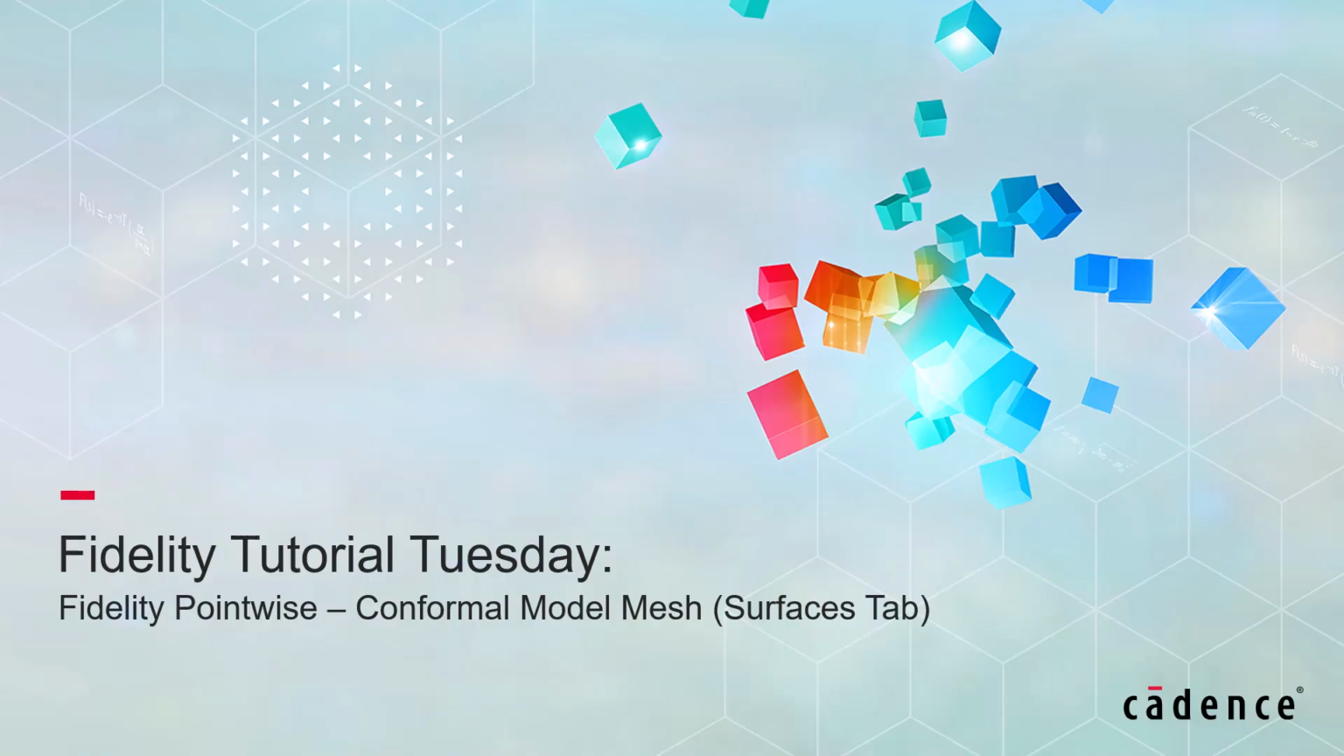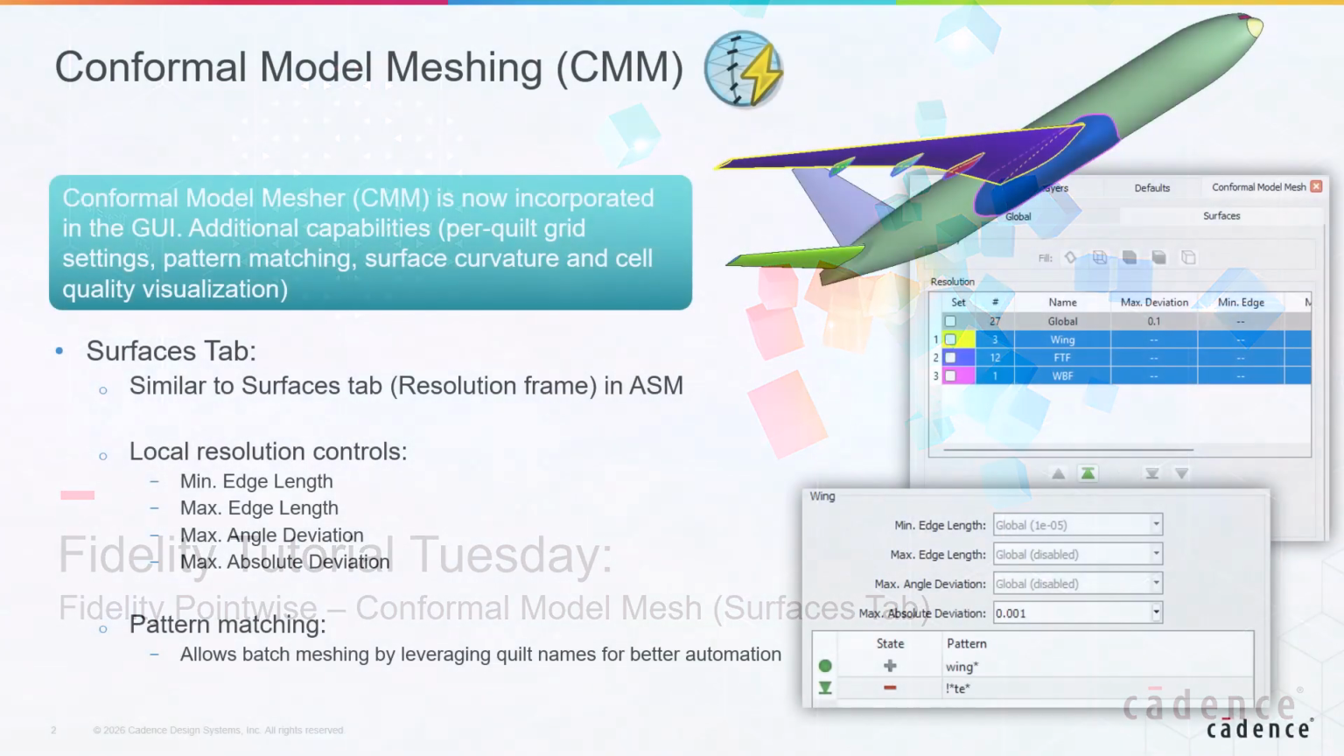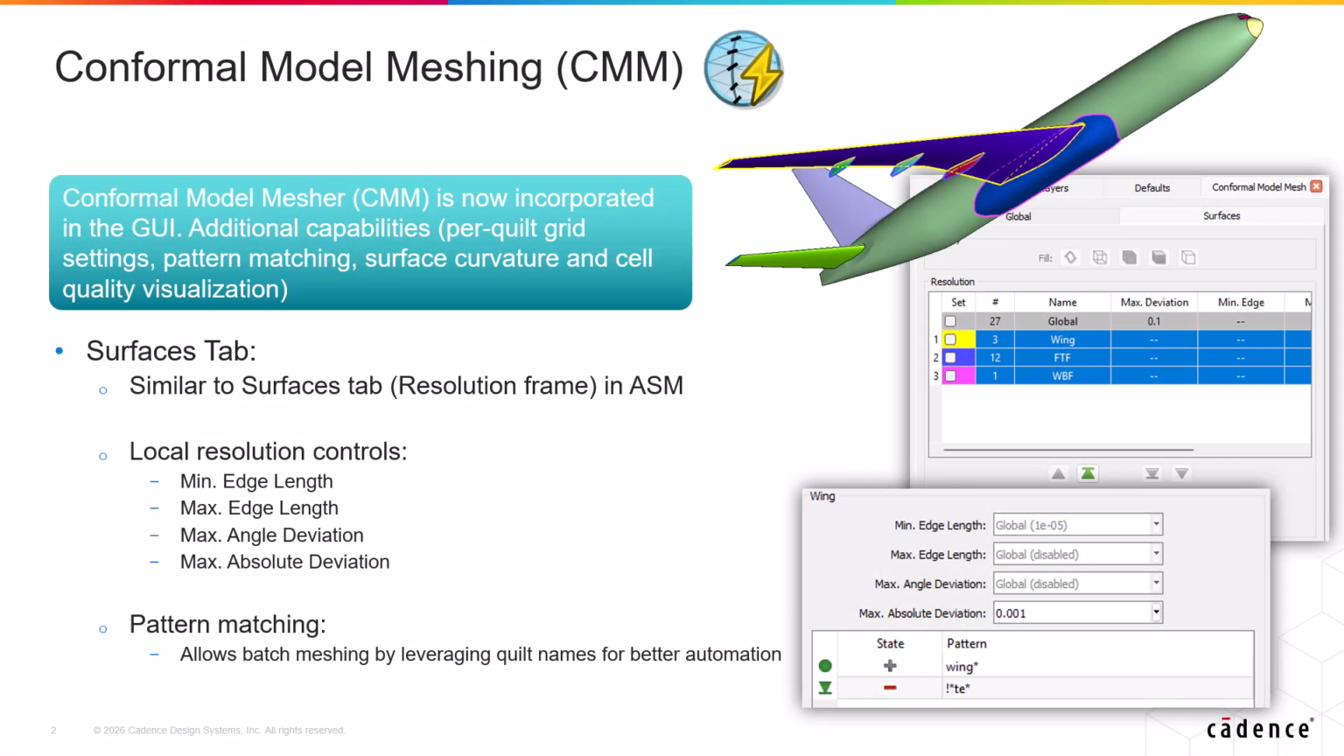Today, we'll take a look at Conformal Model Mesh or CMM in Fidelity Pointwise 2026.1, and we'll focus on the Surfaces tab, where we can apply local resolution on selected quilts. Conformal Model Meshing or CMM is a new feature available directly through the Fidelity Pointwise 2026.1 user interface. In the Global tab, we can specify resolution and geometric fidelity controls that can apply to the entire model. These controls are discussed in a separate Tutorial Tuesday video.